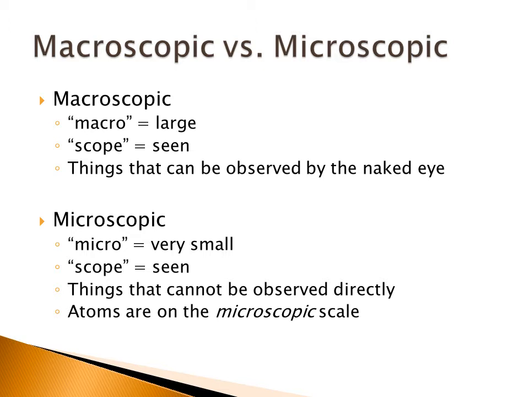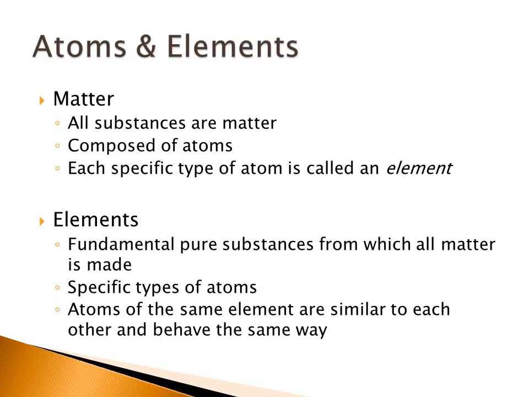Okay, another thing that we need to understand the terms for would be macroscopic versus microscopic. Macro meaning large, right, and micro meaning very small. Scope having to do with things that are seen. So macroscopic is things that we can see and observe with the naked eye, and microscopic refers to things that cannot be observed directly. Atoms, which we talk about a lot in chemistry, are on the microscopic scale. So even though we can't see them, we do understand how they behave, and we can observe on a macroscopic scale evidence of those behaviors.